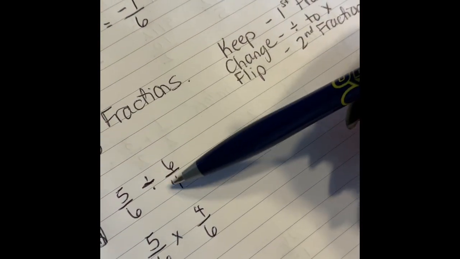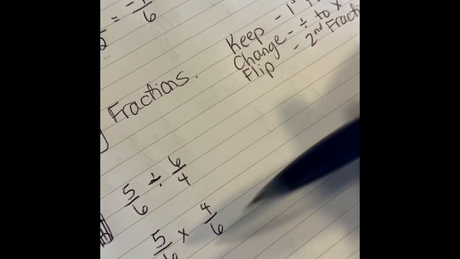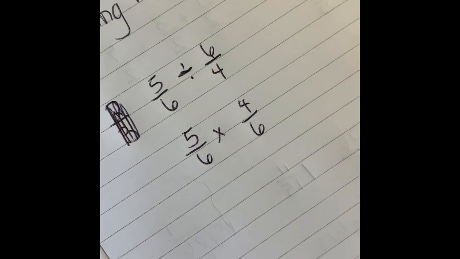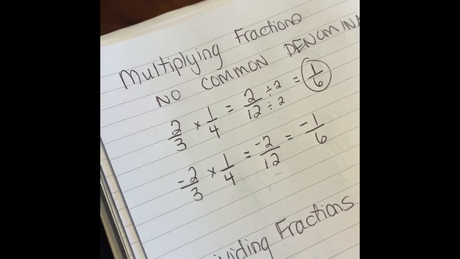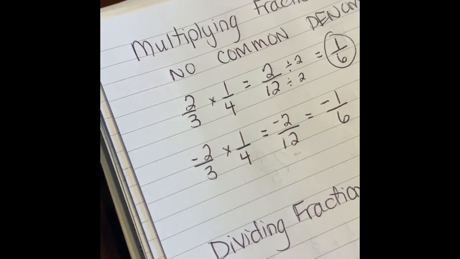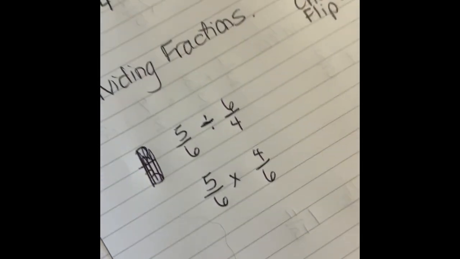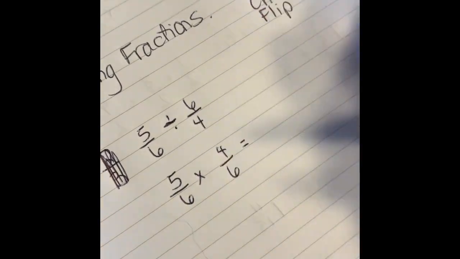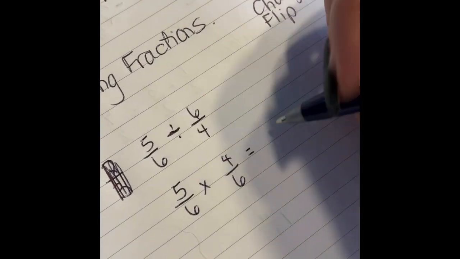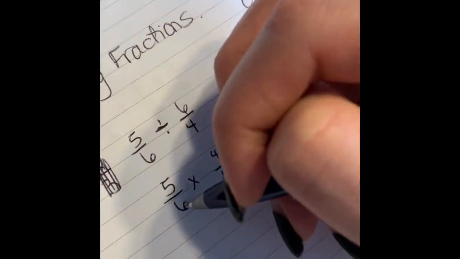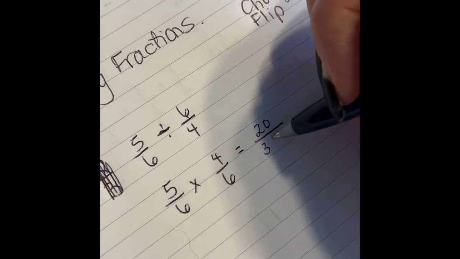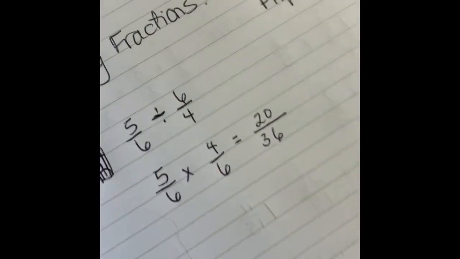My denominator comes to the top. My numerator goes to the bottom. And now I have a multiplication question just like we did up here, where all we had to do was multiply the top numbers together and multiply the bottom numbers together. So we do that. 5 times 4 is 20. 6 times 6 is 36. So there I have an answer.